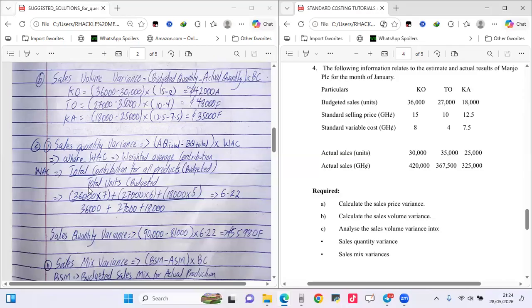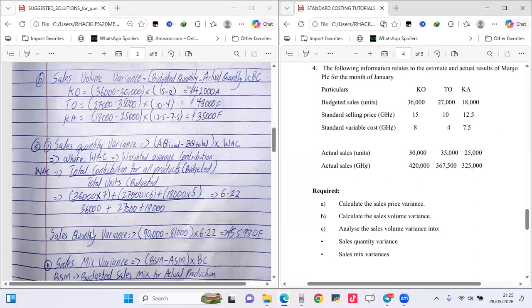Now we actually find the total contribution. You know that total contribution is basically the units times the contribution per unit, right? We are going to do more of this in break-even analysis and understand it more. So we multiply 36,000, which is the units, by the contribution 7, plus 27,000 times the contribution, and then plus 18,000 times the contribution. We divide it by the total number of units. Then we are going to get 6.22. I'm leaving it in two decimal places.